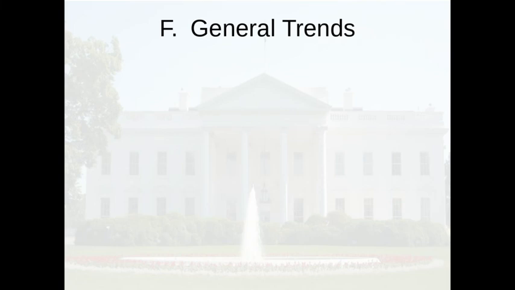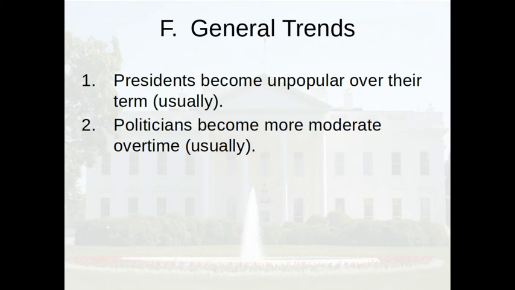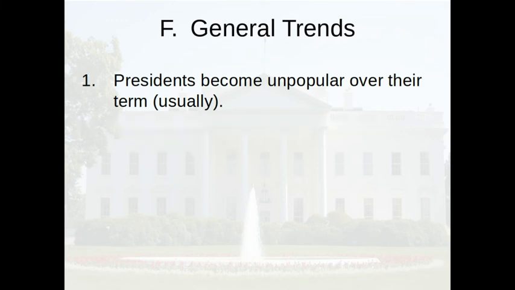And so what are some general trends that we started to see once we had 3 presidents? The first one would be that presidents usually become unpopular. So throughout their terms, usually their popularity goes down. That happened to Washington, and it also happened to Jefferson. It obviously happened to Adams because he didn't get reelected.